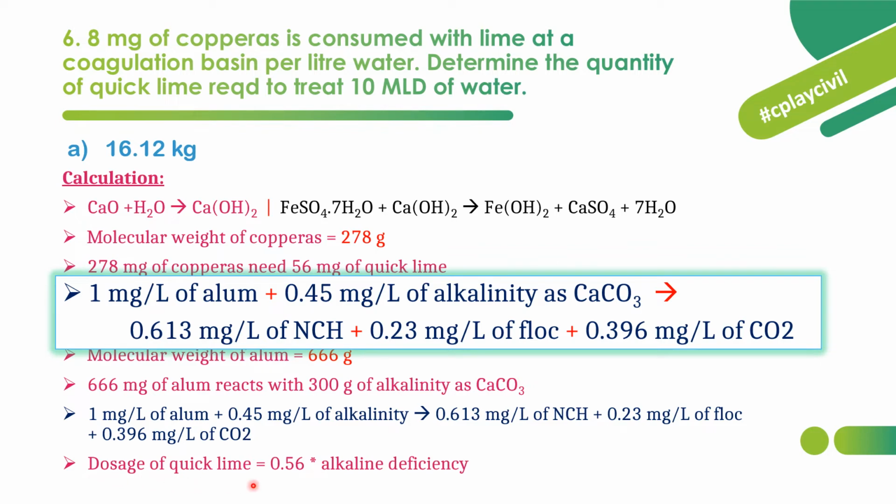And the dose of quicklime required when we are dealing with alkalinity deficiency is 0.56 into the alkalinity deficiency. When there is a deficiency in alkalinity, then we have to provide quicklime, that is CaO. So how much will be given? That is 0.56 into alkalinity deficiency. These are the values we have to remember in the case of copperas and alum. Now we shall move on to the next question.